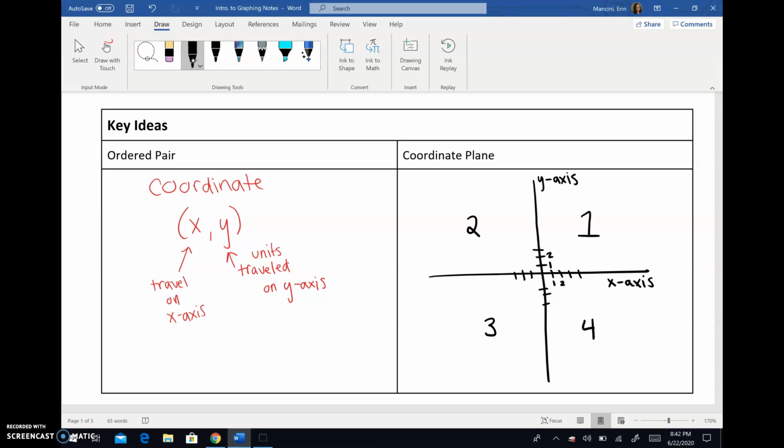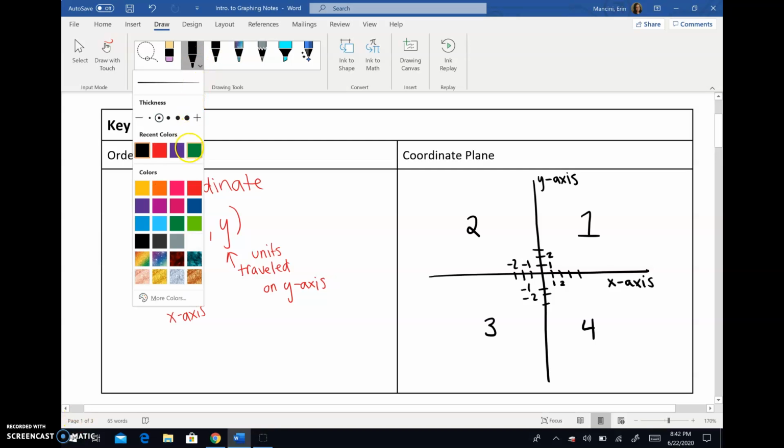In quadrant number 2, you'd be negative on the x-axis, but positive on the y-axis. In quadrant 3, you're going to move negative and negative again because you're going left and down. So this would be negative 1, negative 2. In quadrant 4, you're going to move positive on the x, but negative on the y.